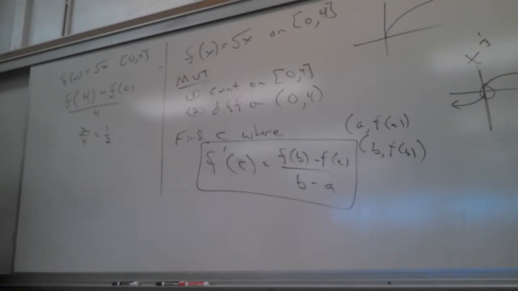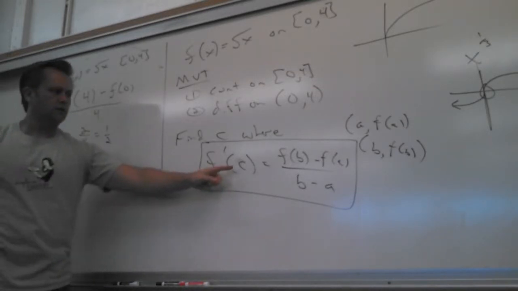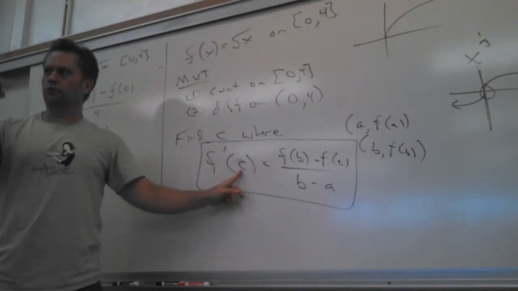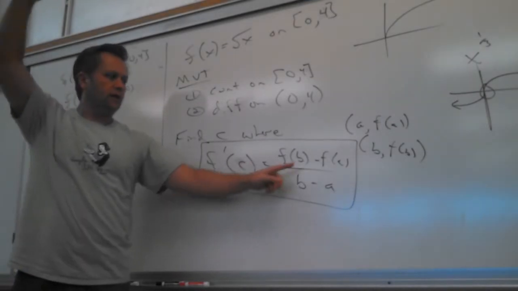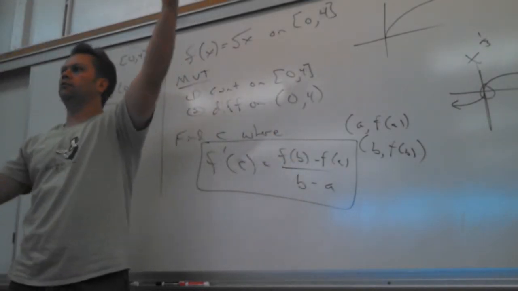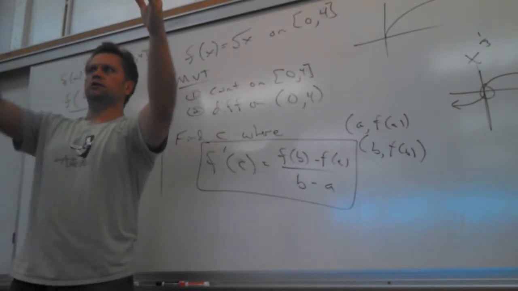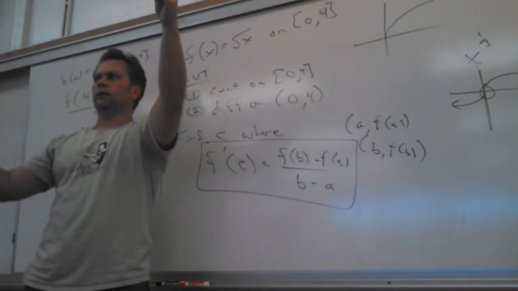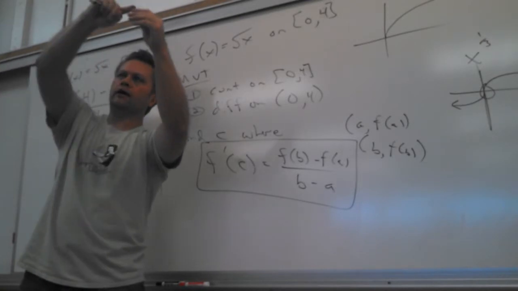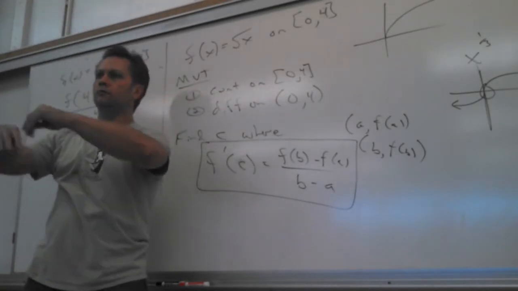So the whole idea of the mean value theorem is to find a point, an input, where the slope at that point is the same as the secant line between the endpoints of the interval. And again, if you remember, it just makes sense. If it's not a straight line to begin with, it's got to eventually curve back. There's got to be at least one place. You might find multiple places.